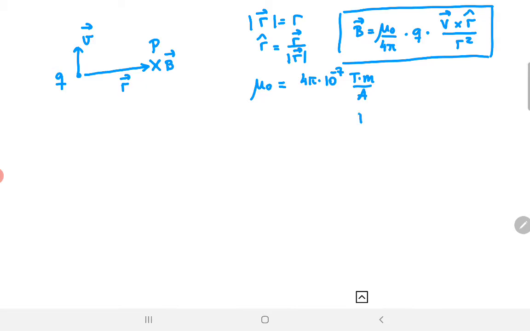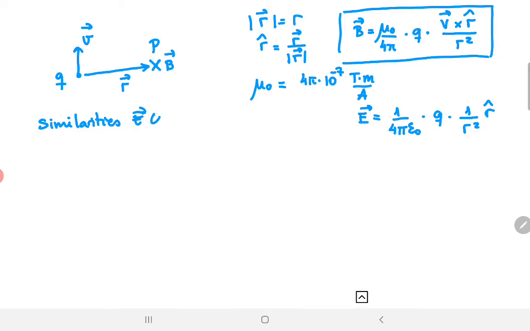At this point I want to bring back the electric field. If you remember from our deduction of Coulomb's law, the electric field is equal to 1 over 4 pi epsilon sub 0 times the charge times 1 divided by r squared, and then this is r hat. So there are several differences and similarities between the electric and the magnetic field.